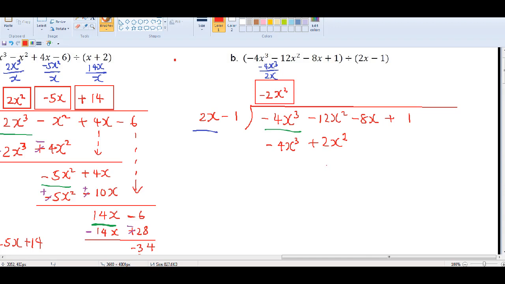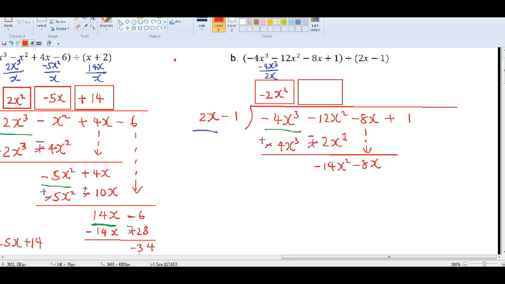And don't forget to change the sign immediately. Then you add them. The first term will be cancelled out. Minus 12 minus 2 is minus 14x squared minus 8x. Of course, that minus x is borrowed from above.